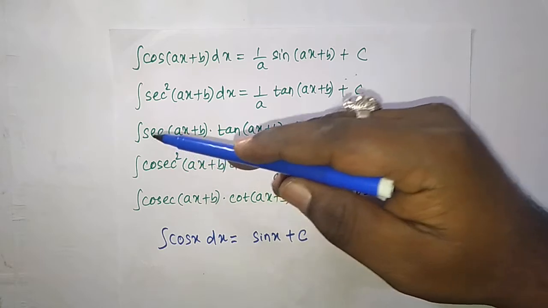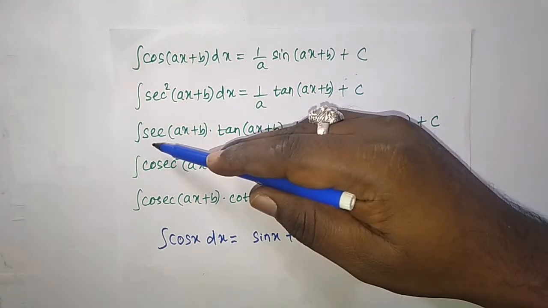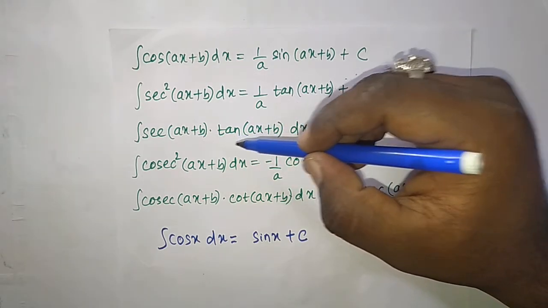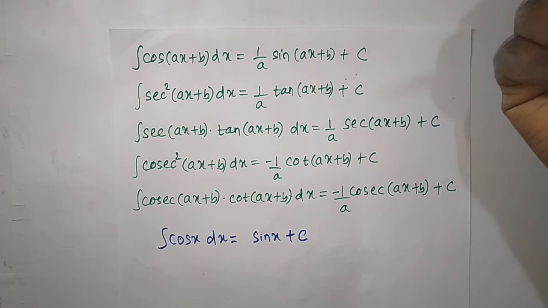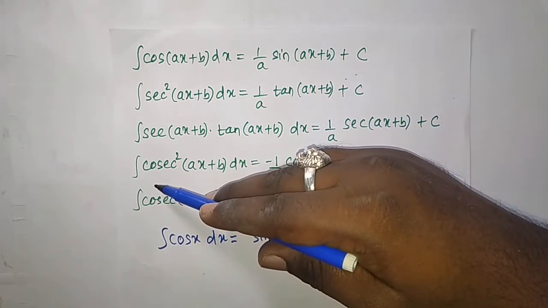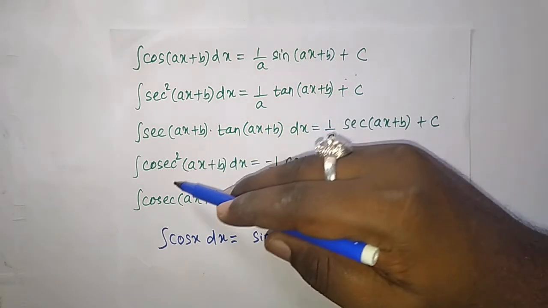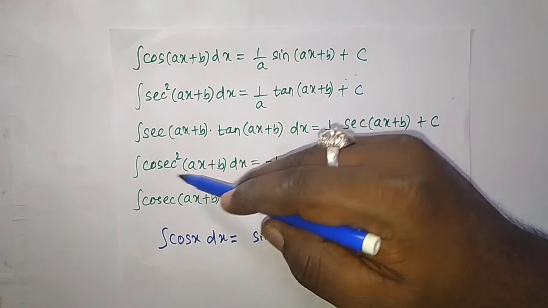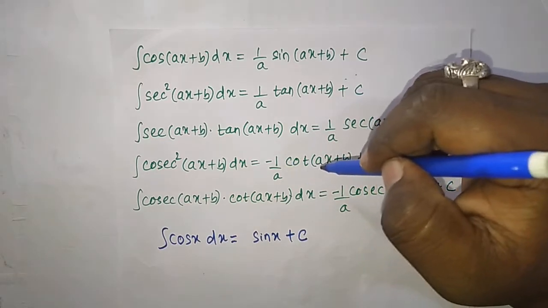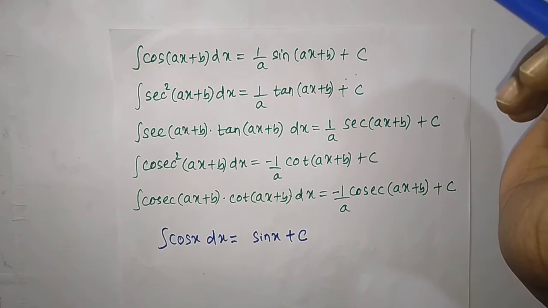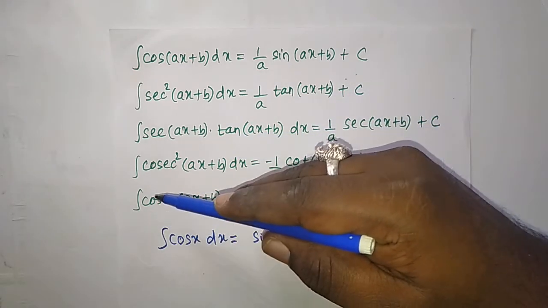Similarly, integration of sec x into tan x is what? Sec x. But integration of sec ax plus b into tan ax plus b is equal to 1 by a sec ax plus b plus c. Similarly, integration of cosec square x is minus cot x. But integration of cosec square ax plus b is equal to minus 1 by a into cot ax plus b.